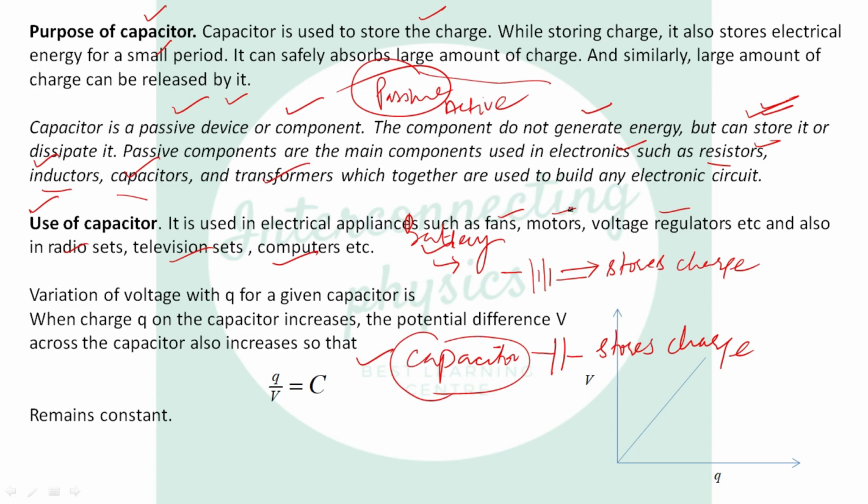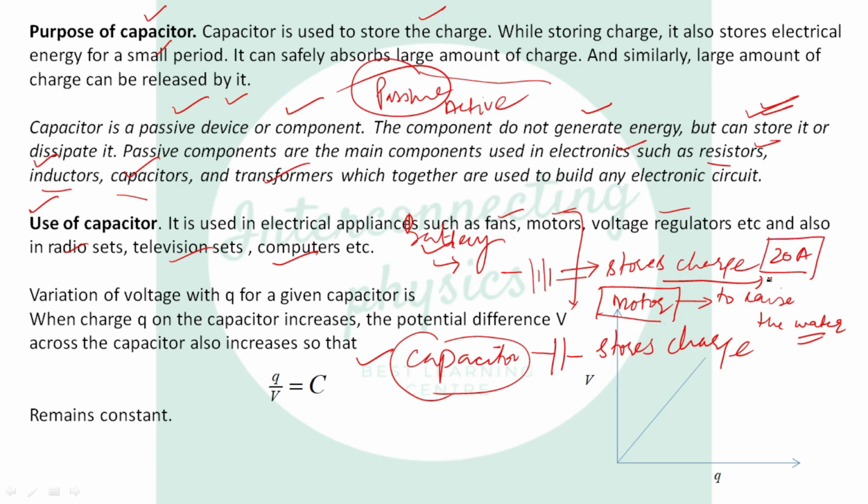For example, if you want to start a motor to raise the water, let us see. If you want to start the motor, then charges are at static position. And if you want to start the motor, it means you need a huge amount of current. Suppose you need 20 ampere current.